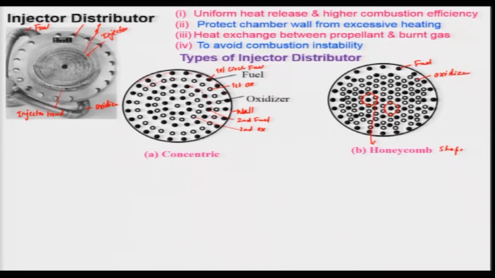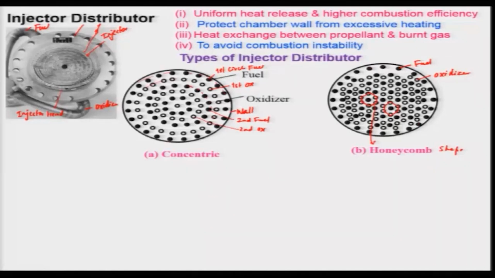And keep in mind that this is a little difficult and complex to arrange, but it will give you far superior mixing as compared to the concentric, and the combustion will be more confined in the central region of the combustion chamber. So, that is the good part, so that the wall will not be affected. Besides this, the wall also has fuel streams, so that the wall is protected.